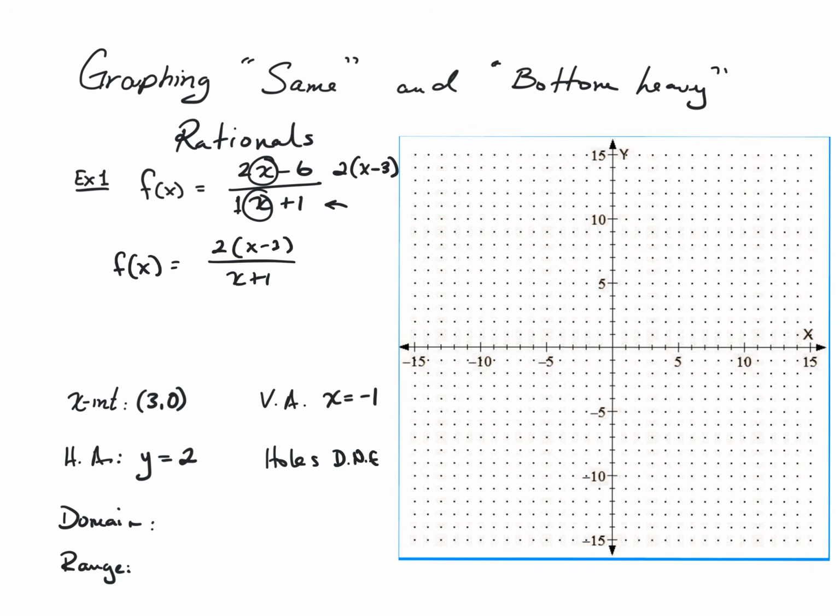So what we'll do is go ahead and graph this one. For the x-intercept, the first thing I'm going to plot is (3, 0).